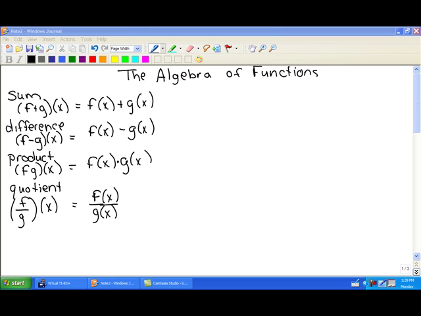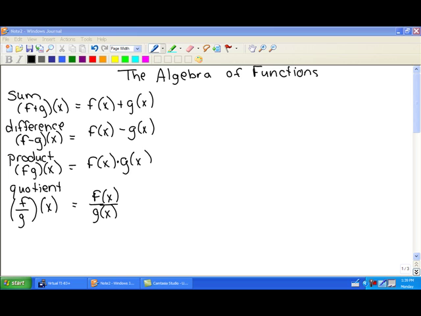Let's look at the algebra of functions. With the algebra of functions, we can have the sum of two functions, written f plus g of x, and that's equal to f of x plus g of x. The difference of two functions, f minus g of x, is f of x minus g of x.